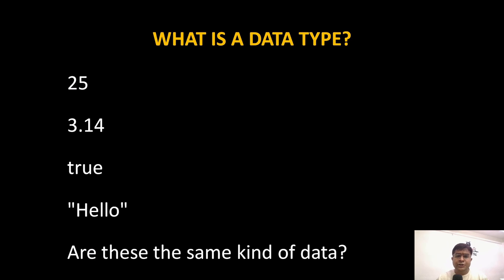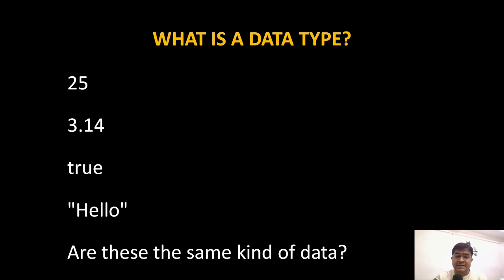So, what you see: 25, 3.14, true, hello. All these are the same kind of data. What do you think? No. Some are numbers, some are decimal values, some are logical values, some are text. So a data type tells Java what kind of value we are storing. That's the basic definition. But how Java stores them internally, that's where Java becomes very powerful.